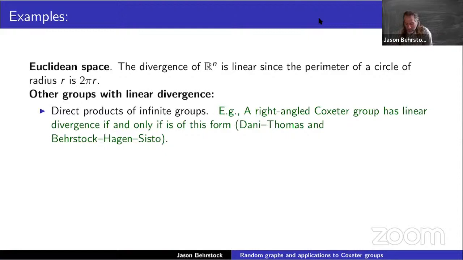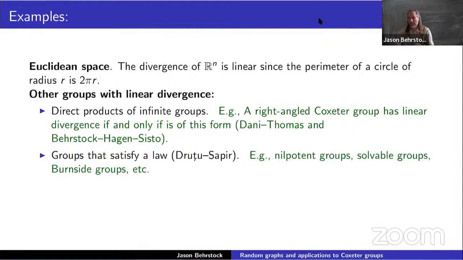There are other families. If you have any group that satisfies a law, so nilpotent groups, solvable groups, infinite Burnside groups, those all satisfy a law. It turns out those things also all have linear divergence.